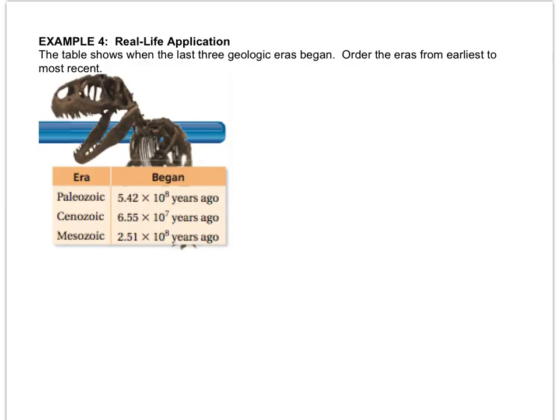Last one together. The table shows when the last 3 geologic eras began. Order the eras from earliest to most recent. So if you want to try this on your own, go for it. If not, do it with me. If you're not comfortable doing this on your own, then let's write them out in regular and standard form. So I'm going to move this over 8 spots. And this is the number. I'm going to move this over 7 spots. And I'm going to move this over 8 spots.